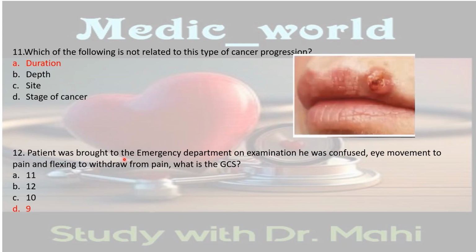Next question. Which of the following is not related to this type of cancer progression? Here the cancer is basal cell carcinoma and duration is not related to the type of cancer progression. Now next question. Patient was brought to the emergency department. On examination he was confused, eye opening to pain and flexion withdrawal from pain. What is the GCS? The GCS calculated here is 9.